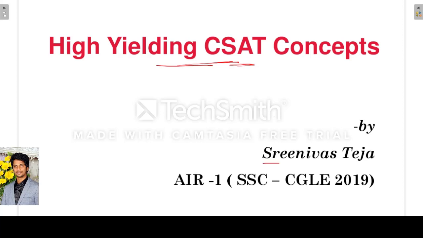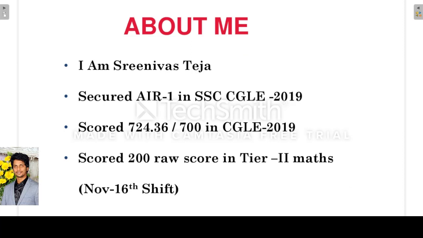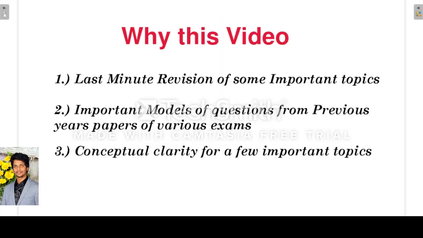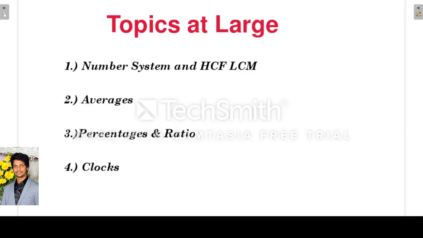And I am Sreenivas Teja. I have secured All India Rank 1 in SSC CGLE 2019 and this is briefly about me. So I have scored 724.36 out of 700 in CGLE 2019, with a perfect 200 out of 200 raw score in Tier 2 mathematics. This we have discussed in the first video, so I will skip it.